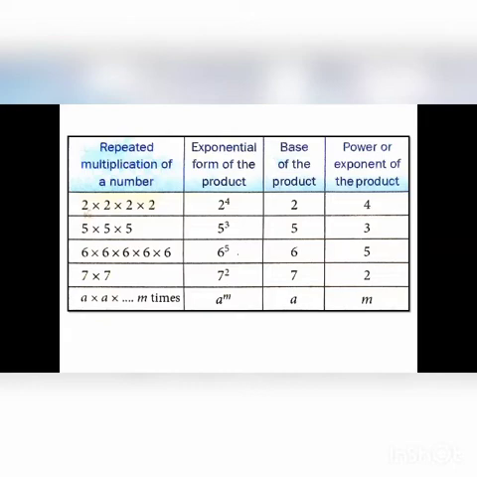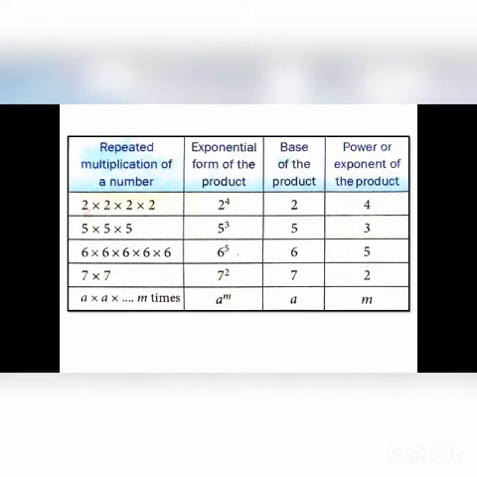7 into 7. Here 7 is repeating 2 times. So 7 raised to the power 2 is the exponential form of the product, and 7 is the base of the product and 2 is the power or exponent of the product.